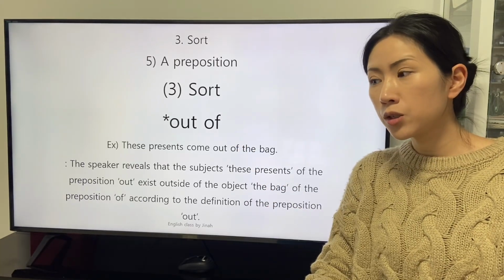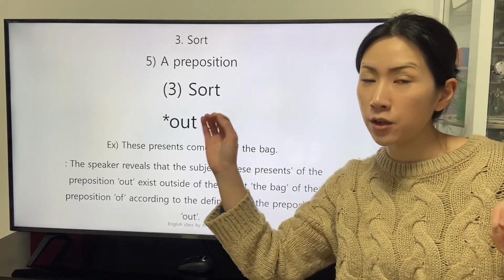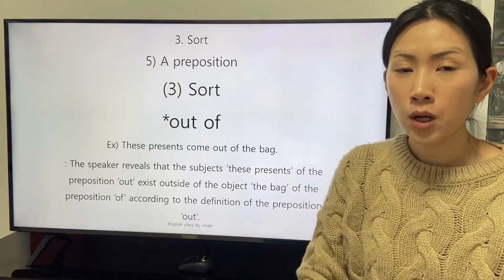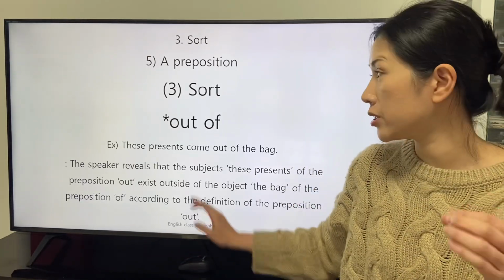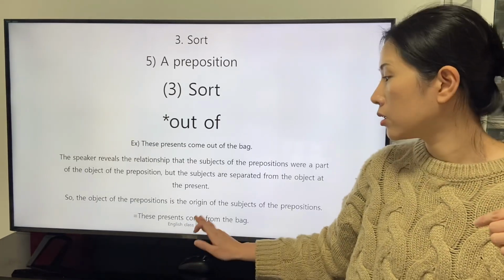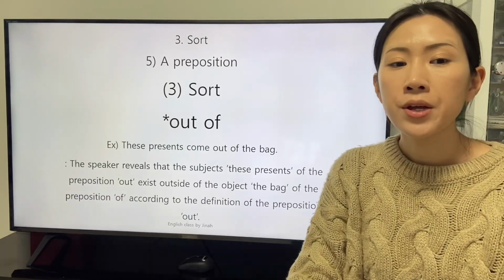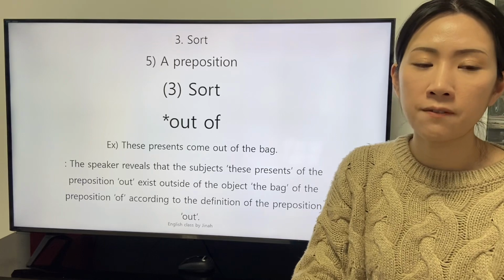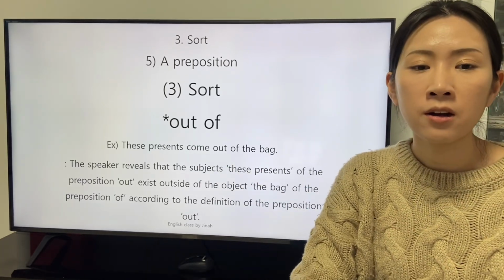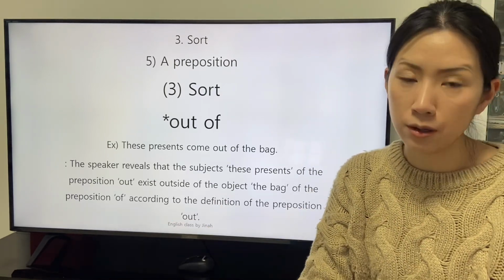The preposition to mediate the subject and the object, as the origin of the subject, is the preposition from. So the phrase of the prepositions "out of" can be replaced by the preposition "from." The speaker reveals that the subject, these presents of the preposition out, exists out of the object, the bag of the preposition of, according to the definition of the preposition out.